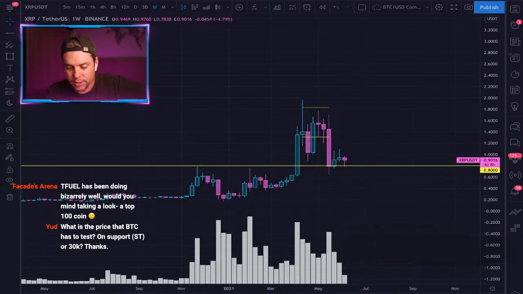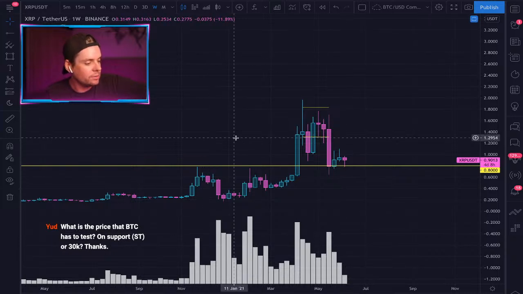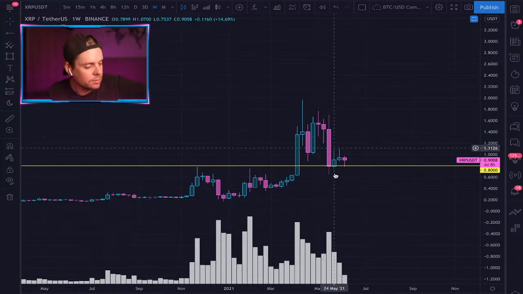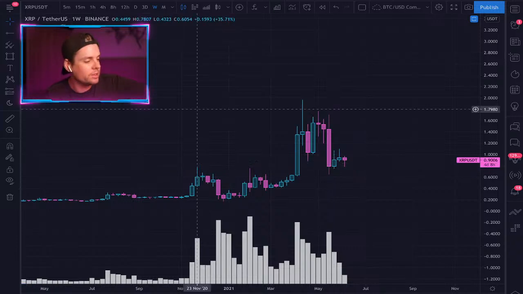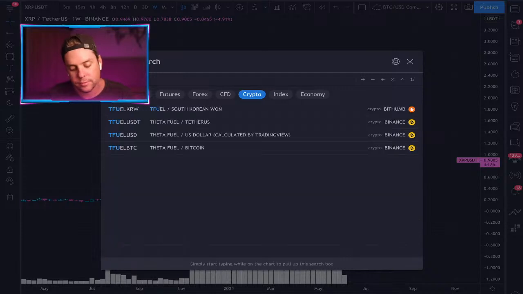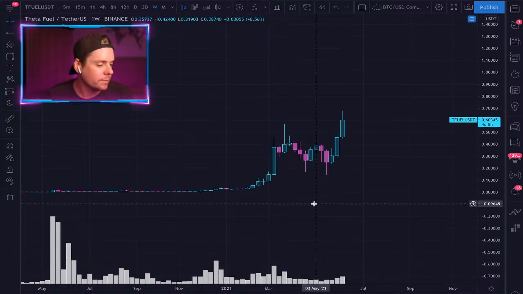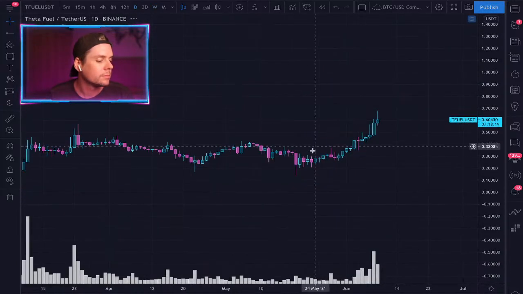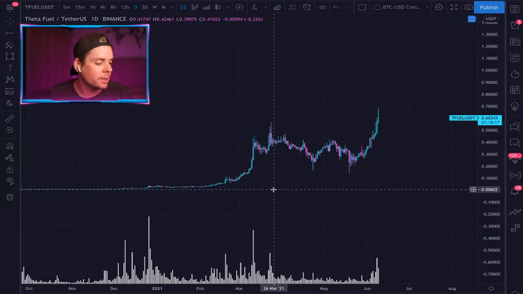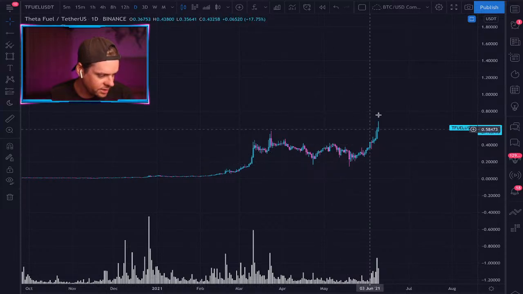T-Fuel has been doing bizarrely well. Would you mind taking a look at a top 100 coin? I typically don't do gas tokens, but Theta is a pretty strong ecosystem. That's kind of strange to me that T-Fuel is doing well. It's just gas. Yeah, it's breaking all-time highs. Demand is in control. We want to see how this reacts.